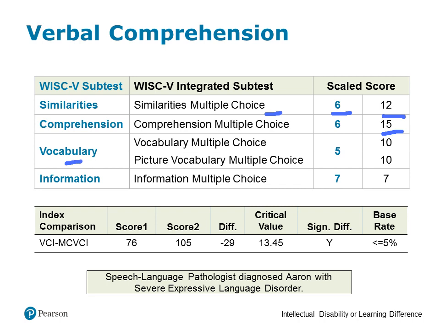Vocabulary has 2 tasks on WISC-V Integrated. For both vocabulary multiple choice and picture vocabulary multiple choice, notice his scale score was 10. For information multiple choice, although he responded correctly to more items than he did on information, the raw score did not improve enough to improve the actual scale score. But notice what happened when you actually reduced the verbal expressive demands and when you cued his recall, when you provided him with choices: notice the improvements in his scale scores.